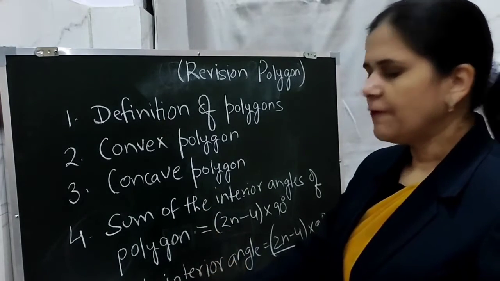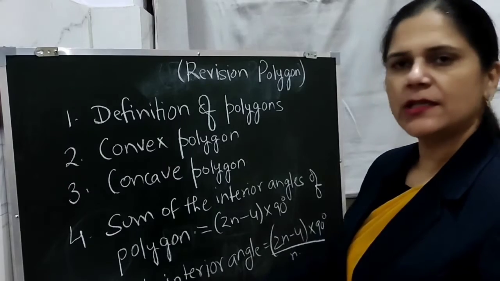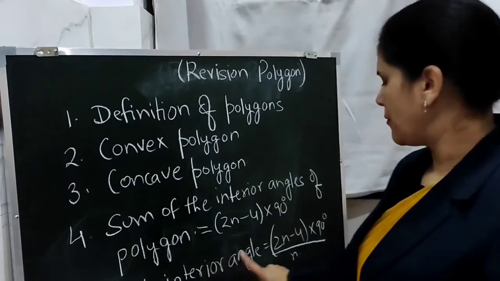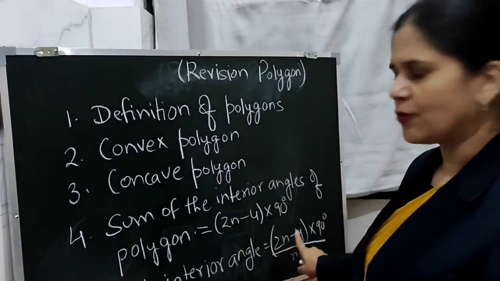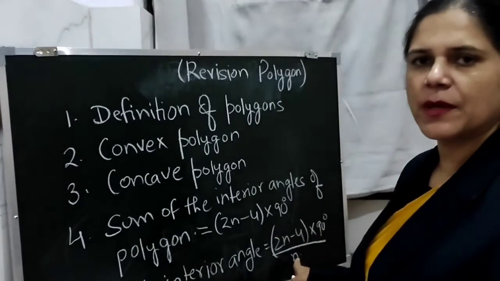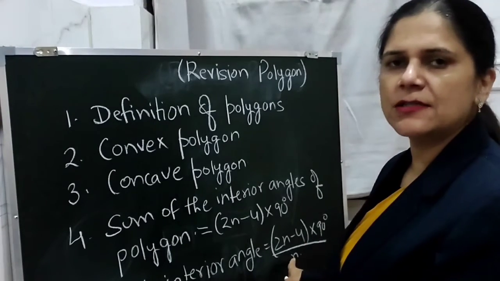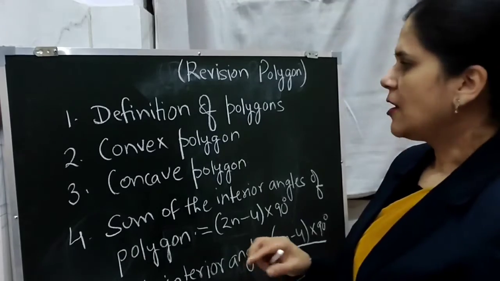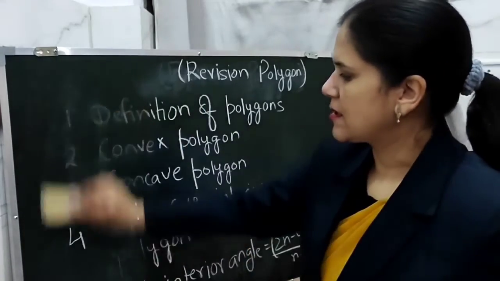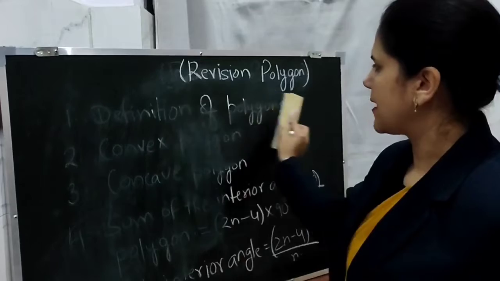Second is, if we have to calculate each interior angle of the polygon, then the formula will be (2n minus 4) into 90 degree divided by n. Again, here n is the number of sides. Now, we shall be discussing some of the questions based on this exercise.